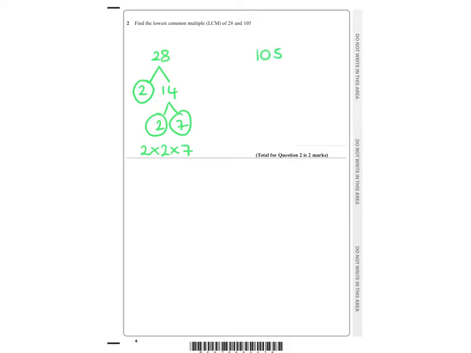Same with 105. I'm going to divide this by 5. 5 times 21 is 105. And then we're going to have 3 times 7. So 105 can be written as 3 times 5 times 7. Okay, and again, you can double check this. 3 times 5 is 15. 15 times 7 is 105.